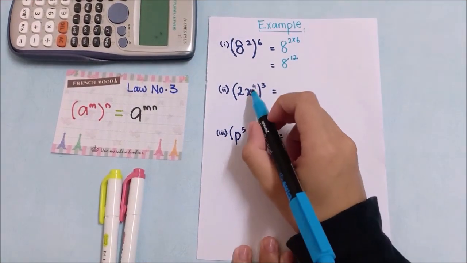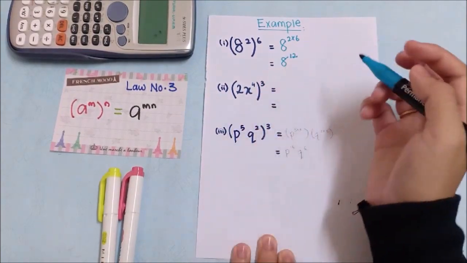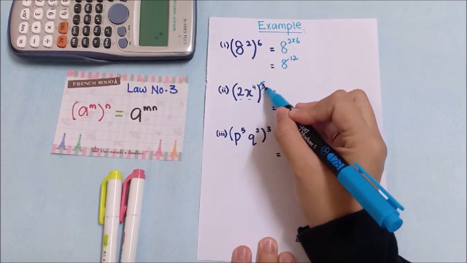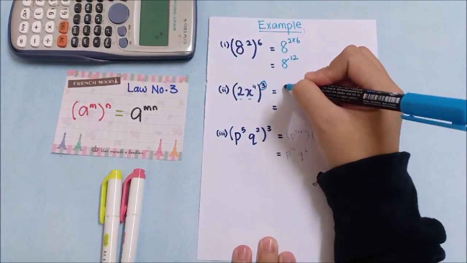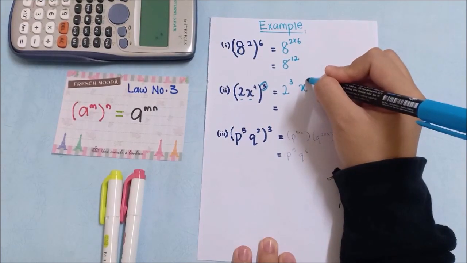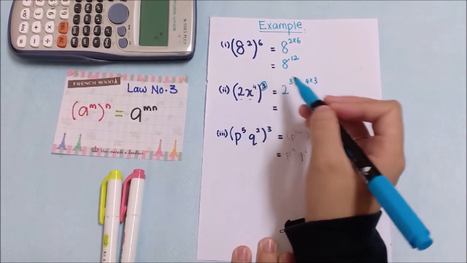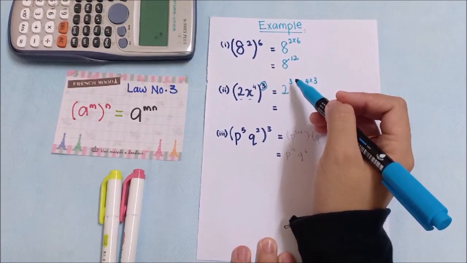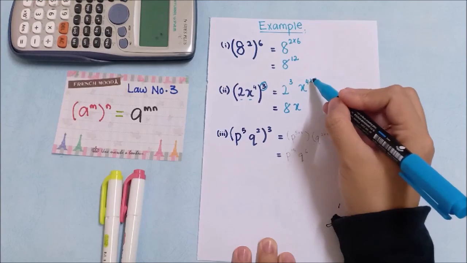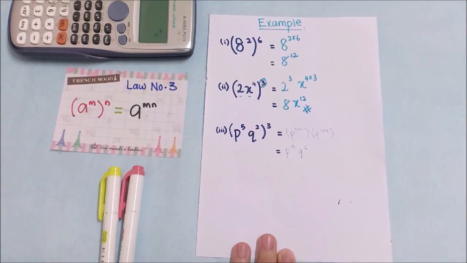Next, 2x to the power of 4 in bracket to the power of 3, we can simplify it by multiplying each of the values with 3. So 2 to the power of 3, x to the power of 4 times 3, because this is like the power is 1, so 1 times 3 is 3. And then 2 to the power of 3 gives the answer 8, and 4 times 3 is 12, so the final answer is 8x to the power of 12.